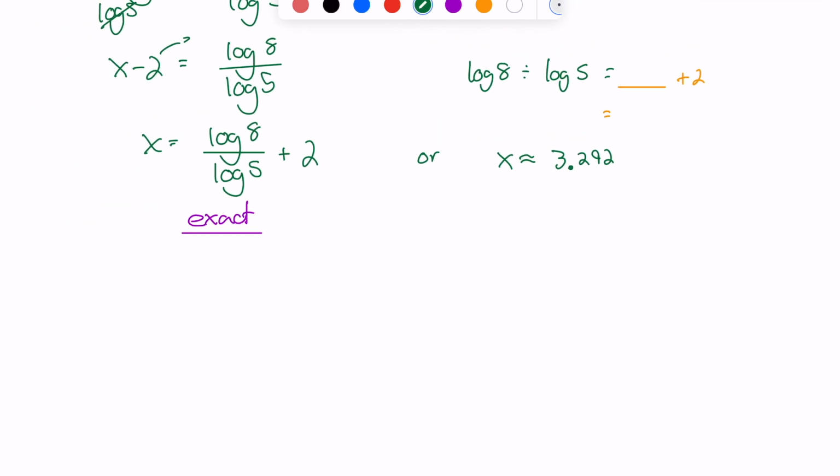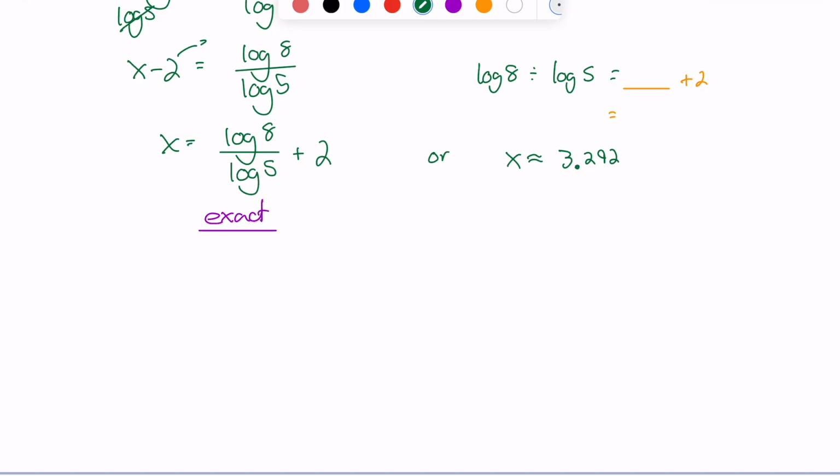So practice using your calculator because on an assessment, you'll be using your calculator, and you want to make sure you know how to do it. So this is your approximate answer.